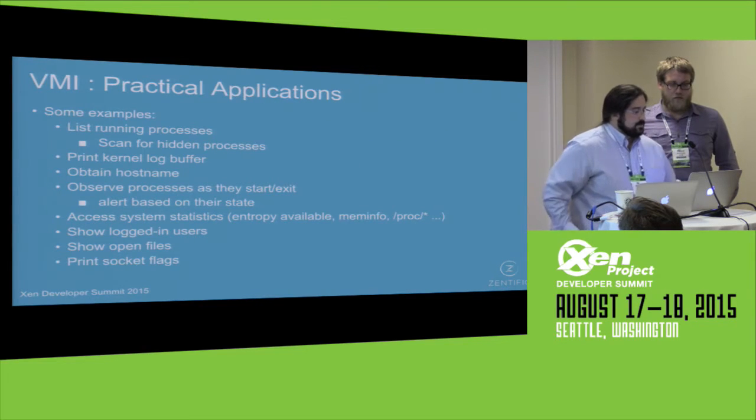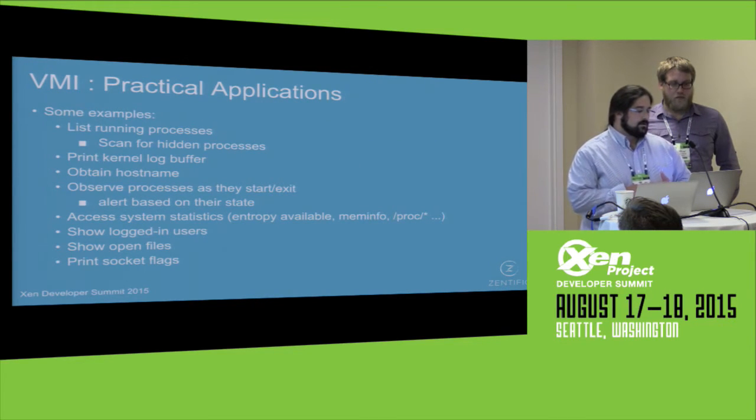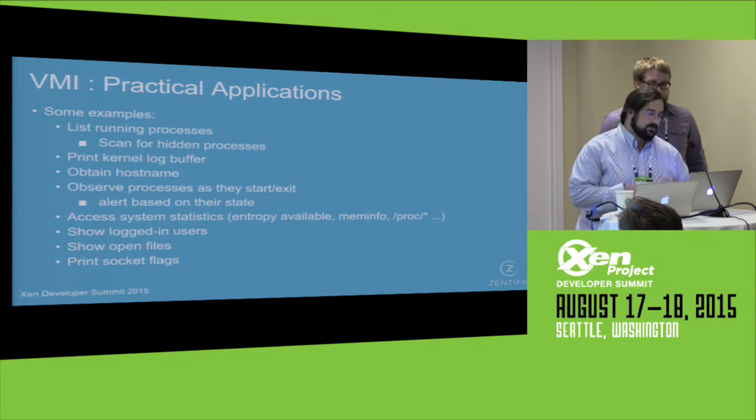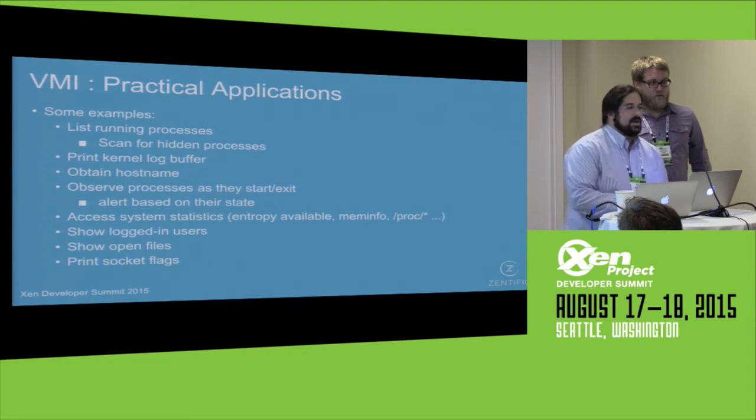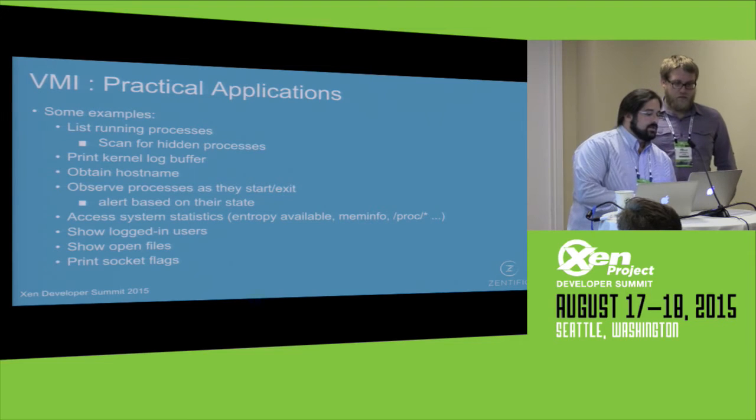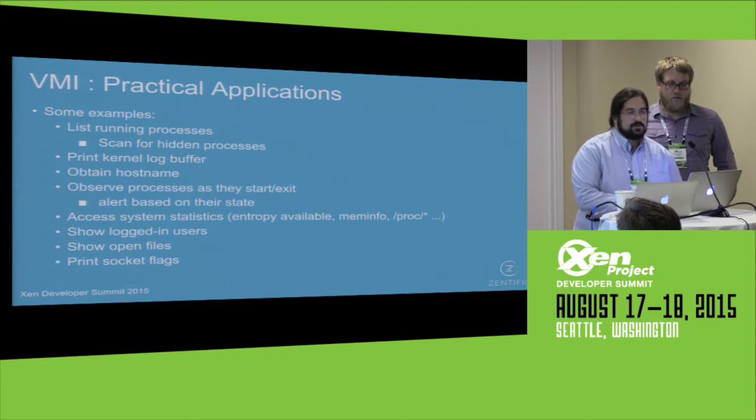Some examples of this include listing running processes, scanning for hidden processes, printing kernel buffers. We can take a look at syslog, for example, host name, listing processes as they start and exit, actually at that moment. We can assess system statistics, entropy available as a great one. I mean, virtual machines certainly suffer from entropy starvation, so why not assess that across your entire infrastructure? Open files, logged in users, print socket flags, and so forth.